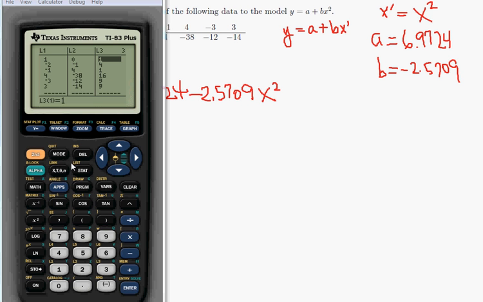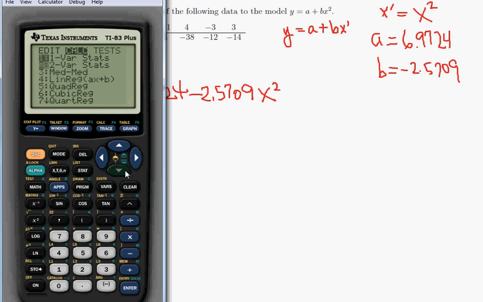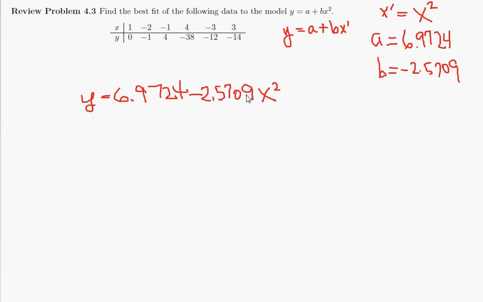So I will perform stat linear regression. The new x coordinates were in list L3. The new y coordinates were in list L2. And so we get the same numbers as before, that ax plus b, the a is equal to the slope, so that is going to be the slope -2.5709, and the b is equal to the intercept here, which is 6.9724. And so that will be the same result as we had using Excel, and so there is our best fit for this using this model.